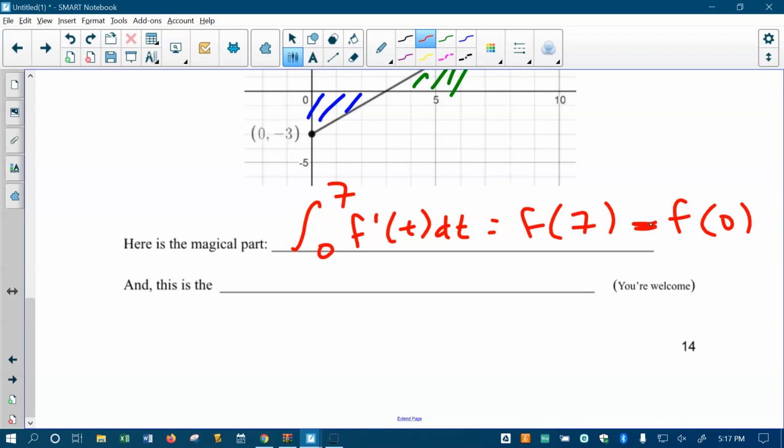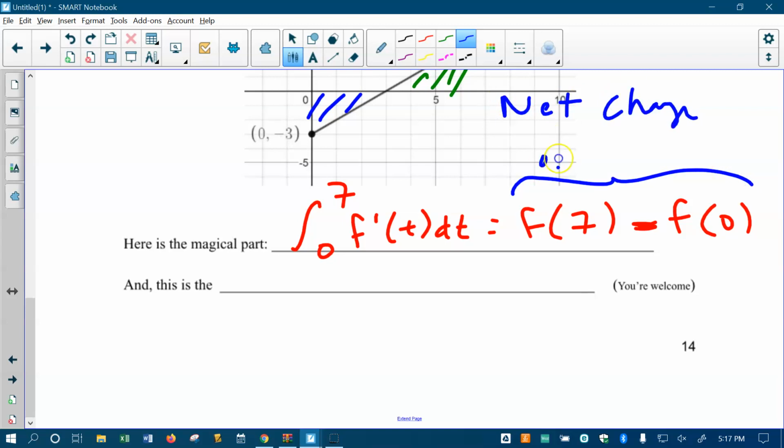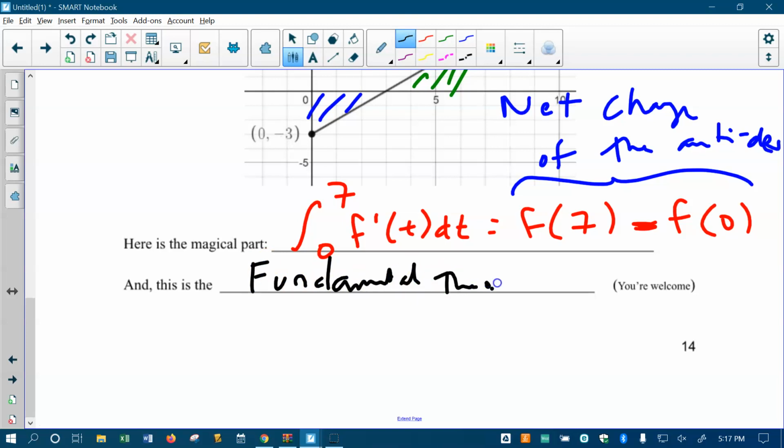This is called the net change of the antiderivative. Okay, this is the fundamental theorem of calculus part 1. You can find the area between the curve and the x-axis. And when you do that, that is going to be the equivalent of finding the net change of the antiderivative.